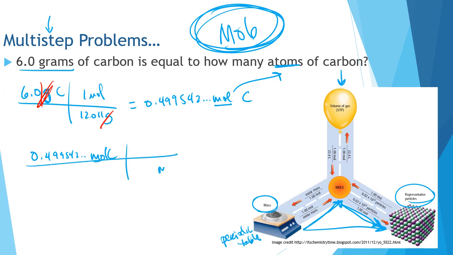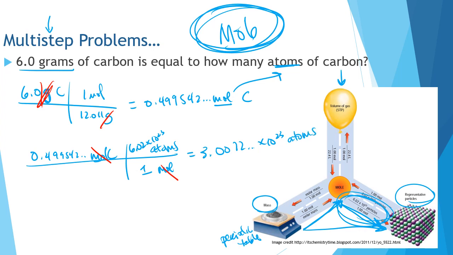I've got moles on the top, put moles on the bottom, put atoms on the top. I'm going to remember that there are 6.02 times 10 to the 23rd atoms in 1 mole of anything. 6.02 times 10 to the 23rd particles in a mole. So now we can cancel out those moles top and bottom and do that math. For 0.49954, numbers that are still saved on my calculator, times 6.02 times 10 to the 23rd power gives me 3.0072, so many digits, times 10 to the 23rd atoms.